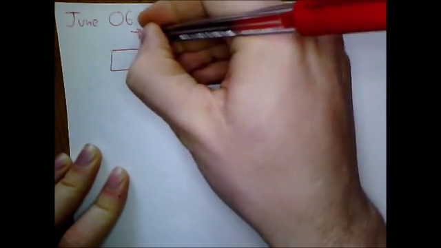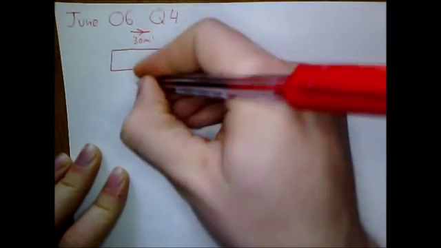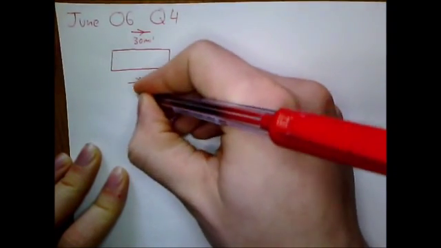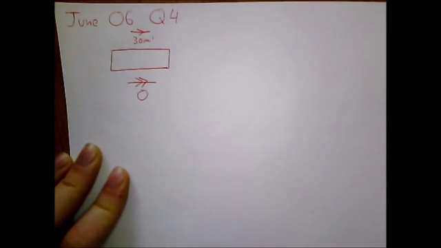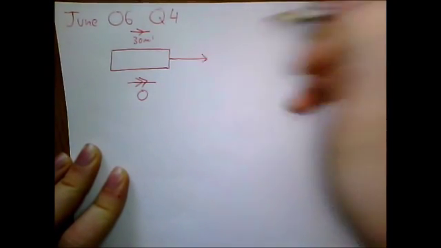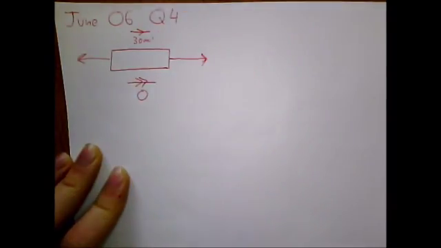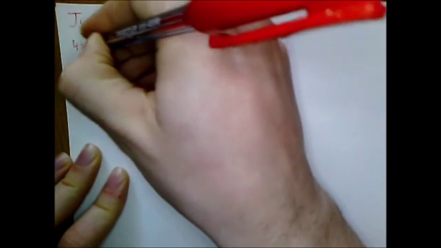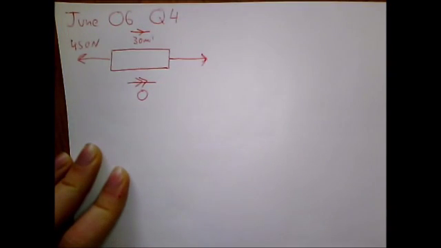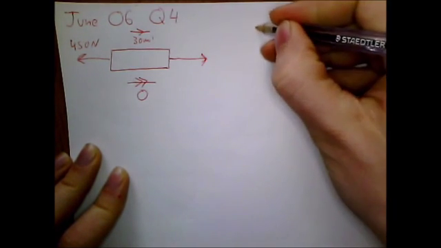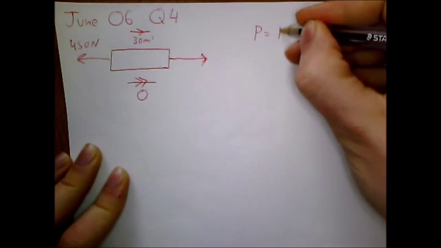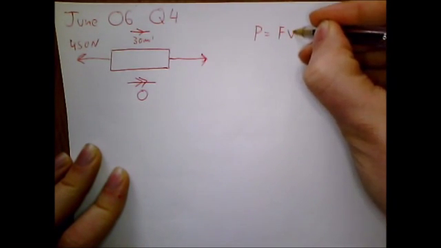Now we know that the velocity is 30 meters per second, and the acceleration is 0, so this is in equilibrium. There will be a force, the driving force of the car, and we're told the resistance to motion is 450 newtons. We want to find the power of the car's engine. So we know that power is force times velocity.